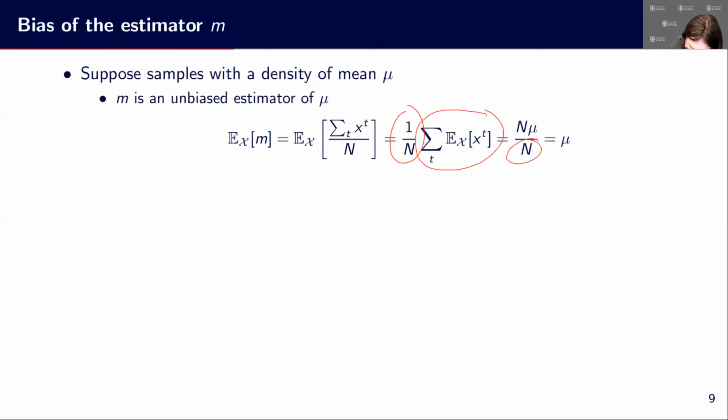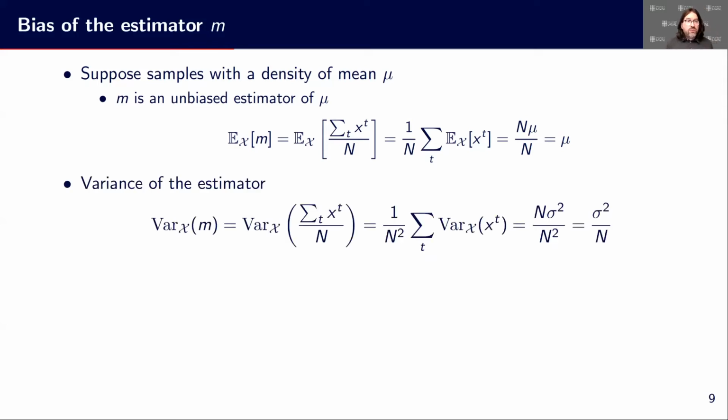And in this thing here, we are summing n times the same thing, because the expectation of xt is the same for all xt's, which is mu. So with that, we are just canceling the n here, and we have the expectation of M equal to mu. And this means that we have an unbiased estimation.